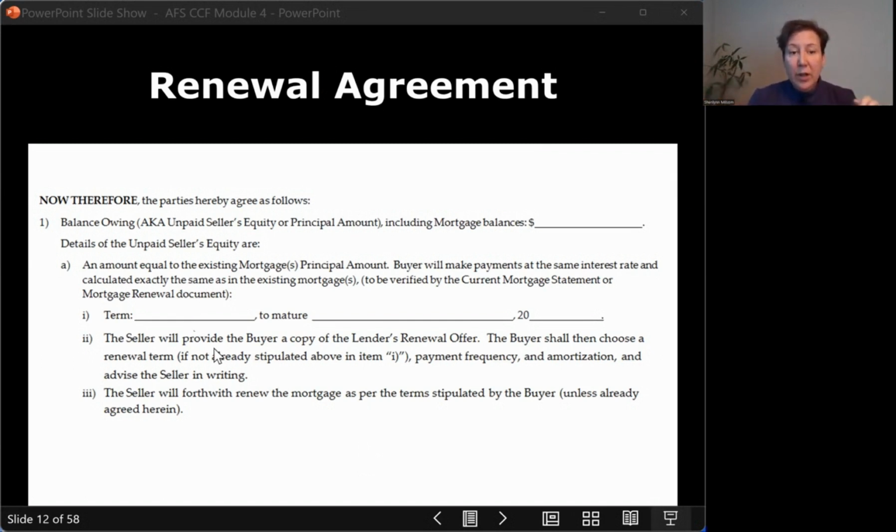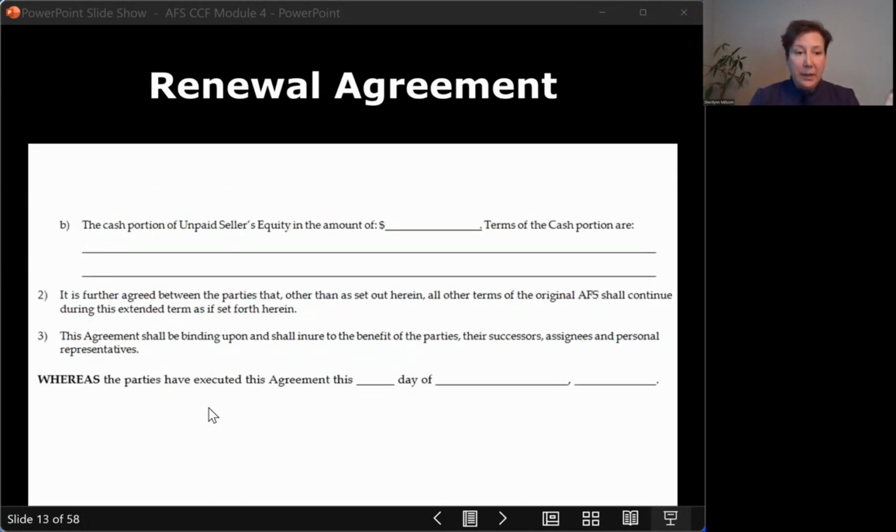So you could put the term in there, but then the next line stipulates that the seller will provide the buyer a copy of the lender's renewal offer. The buyer shall then choose a renewal term if not already stipulated above in item I. If the term is stipulated, great, and if not, then it will be chosen at the renewal. And payment frequency and amortization, and advise the seller in writing. The seller will forthwith renew the mortgage as per the terms stipulated by the buyer unless already agreed herein. So as I say, it can be done either way. And at this point, we have not yet received the offer of renewal from the bank.